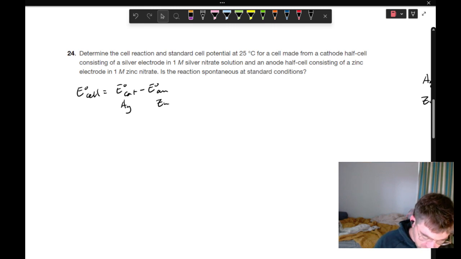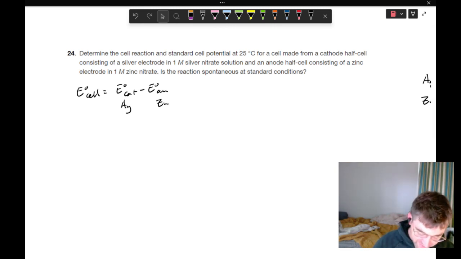All right, question 24. Determine the cell reaction and standard cell potential at 25 degrees Celsius for a cell made from a cathode half cell consisting of silver electrode in 1 molar silver nitrate solution and an anode half cell consisting of a zinc electrode in 1 molar zinc nitrate. Is the reaction spontaneous at standard conditions? So they've done us a favor and already told us what our cathode and anodes are, but we need to go a little bit further now.